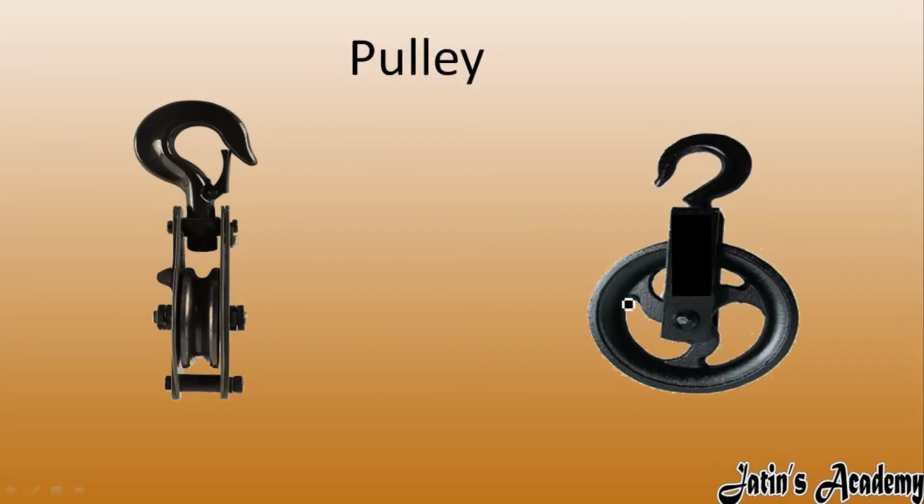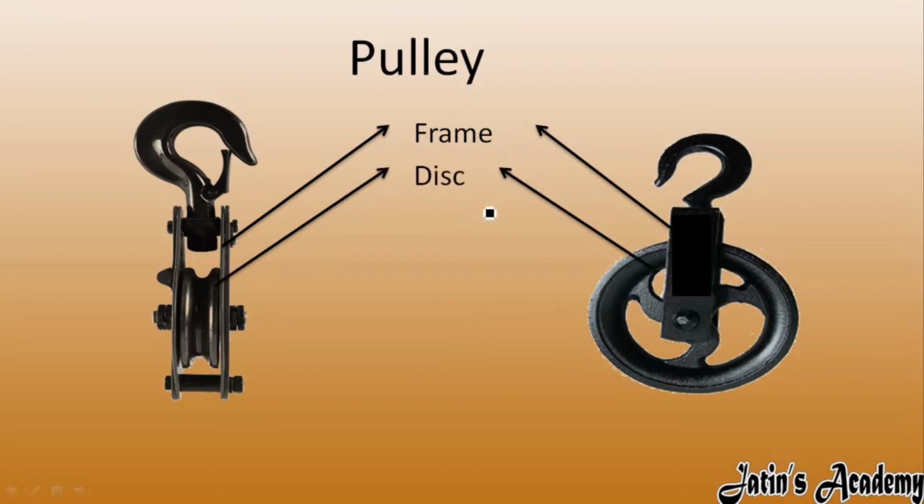Pulley is basically a circular disc which is rotating about its center, and through the center a rod is passed, that is an axle. If I am talking about the body parts of a pulley, first we have a frame. This is a frame which is attached with the rigid support, giving a support to the pulley. Next we have a disc. Disc is basically this circular part which is rotating about its center.